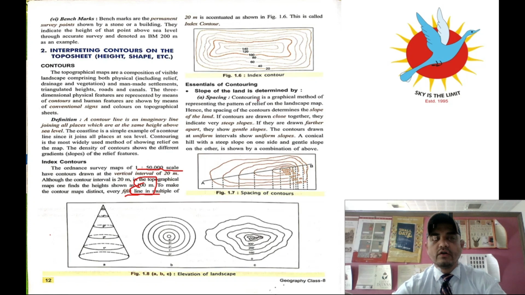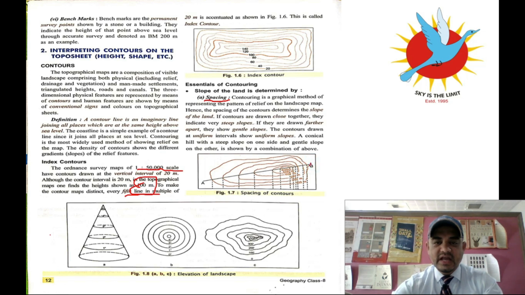Now next for contouring. Slope and land are determined by the spacing of contours. Now how does this spacing of contours show steep slopes or gentle slopes? You can see this in figure 1.7.